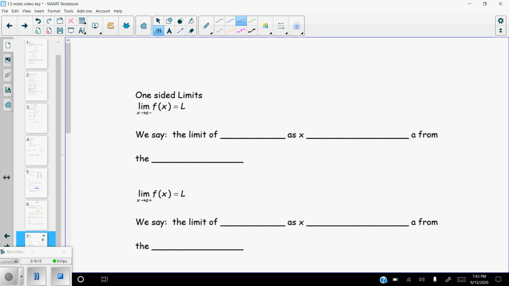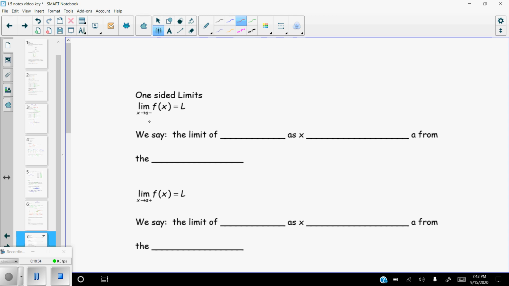I've already kind of mentioned what this is talking about. A one-sided limit means what is the limit as you approach a value from only one side. So we have this notation right here, and you have to be careful to look at it. The first one has a limit as x approaches a, and then it's got a negative sign after the a.